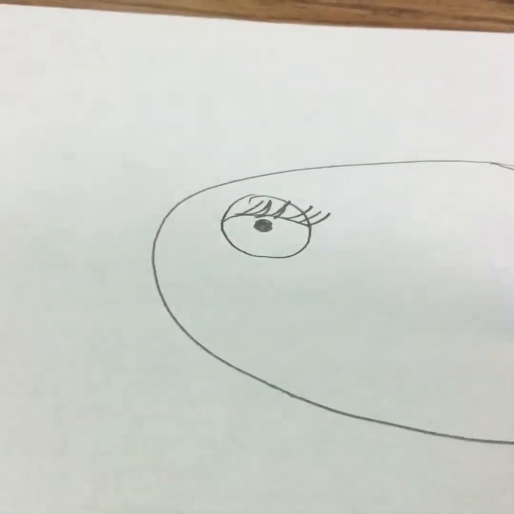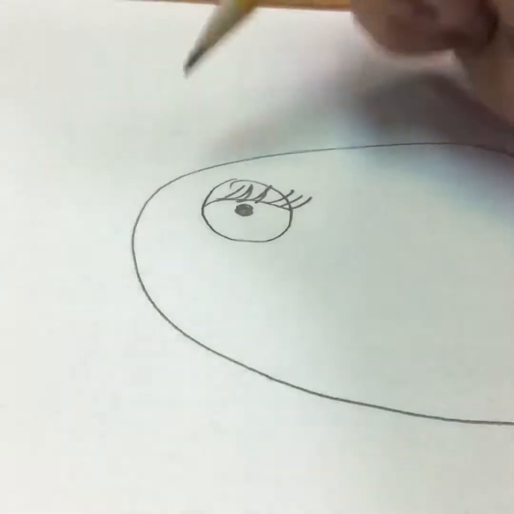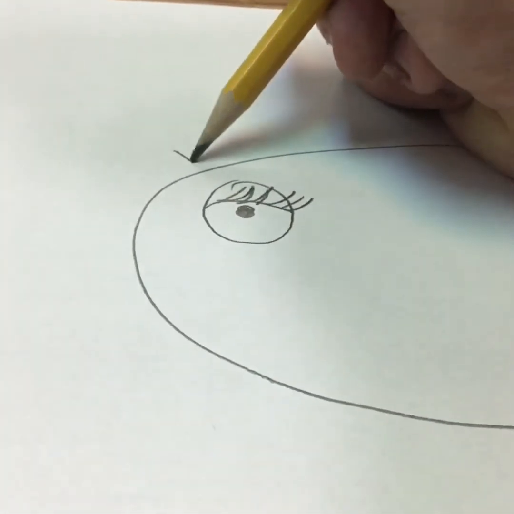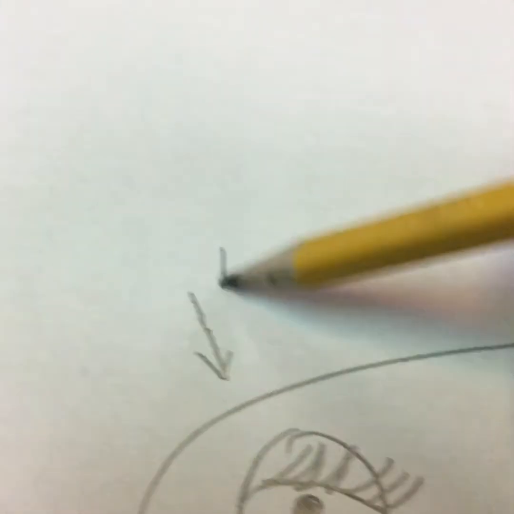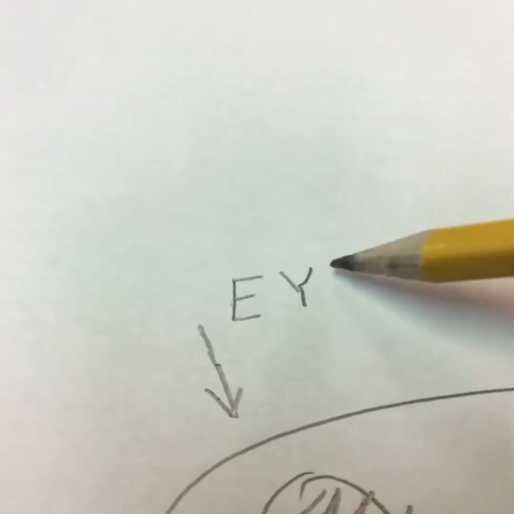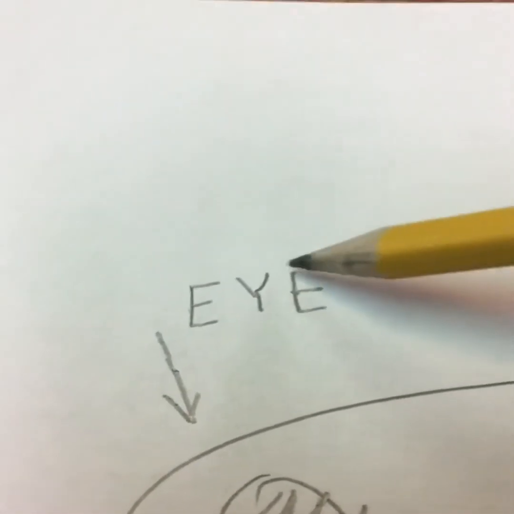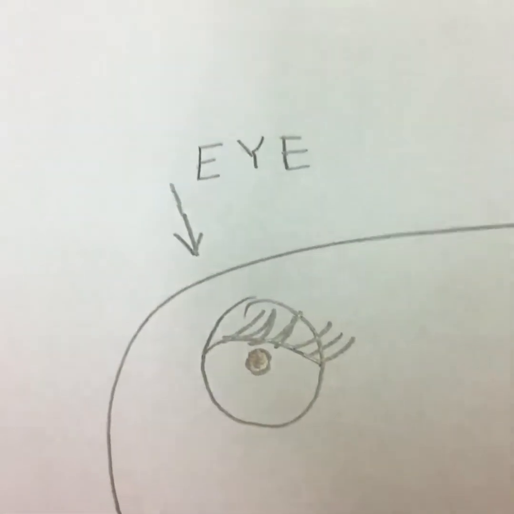All right, so before we go on to do the lips and the fins and the tail, I want you to draw an arrow pointing to the eye. Then I want you to write the word for eye, and I'll zoom in a little bit. We're gonna write E, Y, E. Go ahead and write eye, and then draw a little arrow. I'll pause the video now.